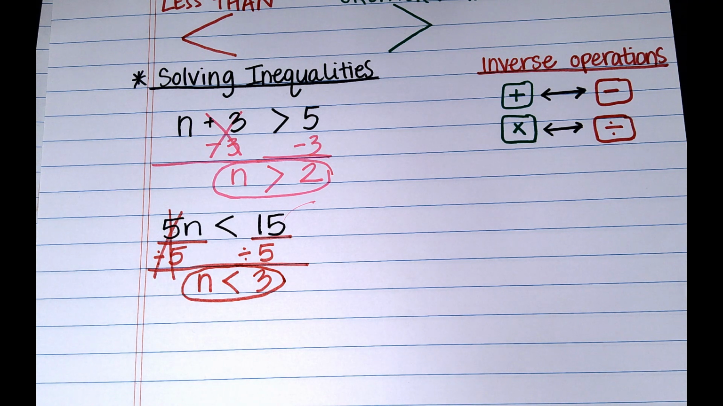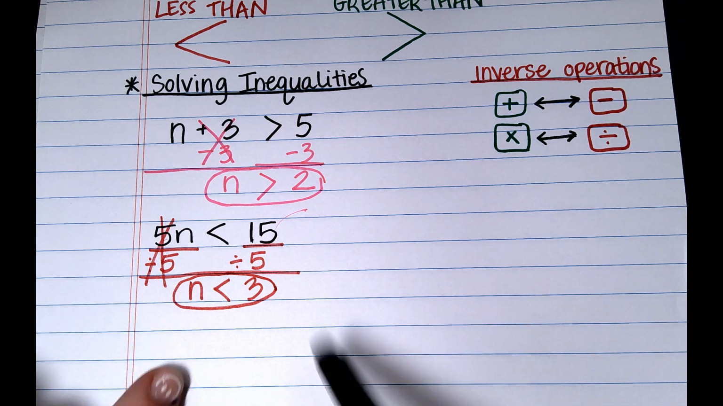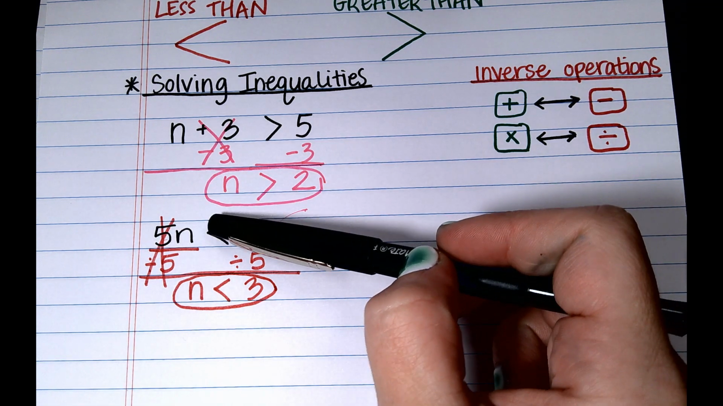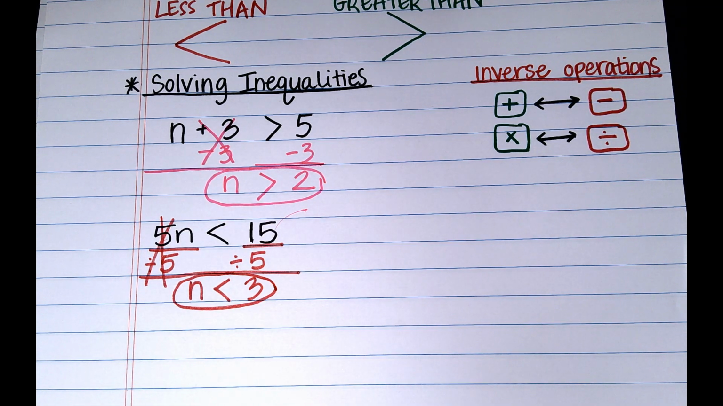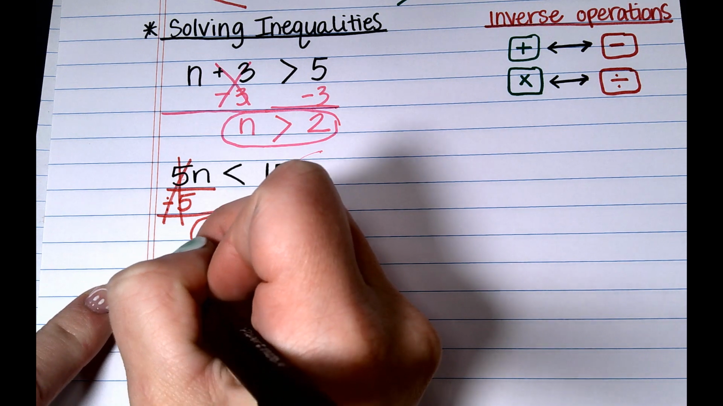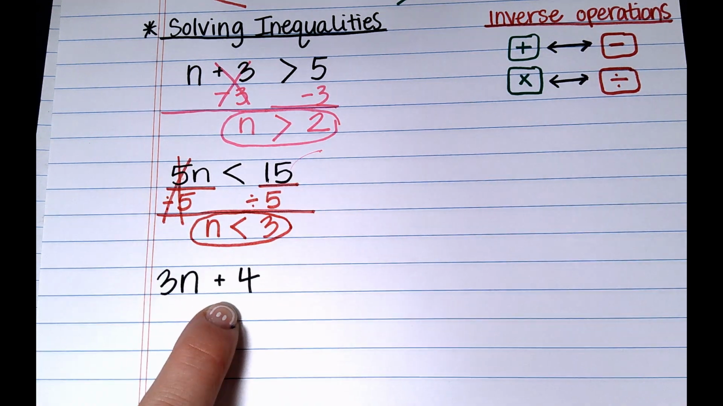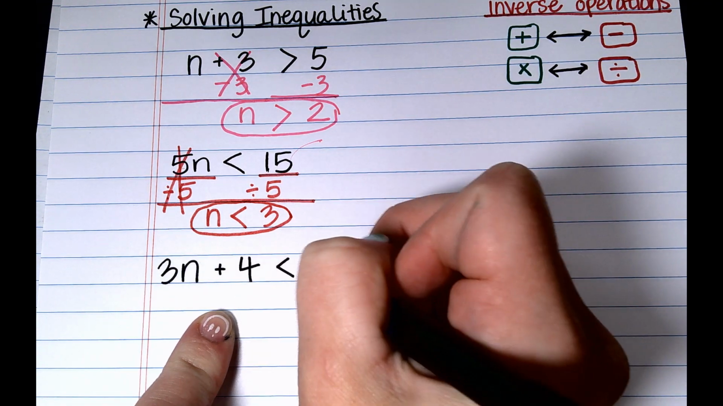Okay. So inequalities are not too bad. The only difference is that we don't have an equal sign. We have a less than or a greater than sign. So that's the only real difference for now. Let's see. What if I gave you another problem like this? 3n plus 4 is less than 10.